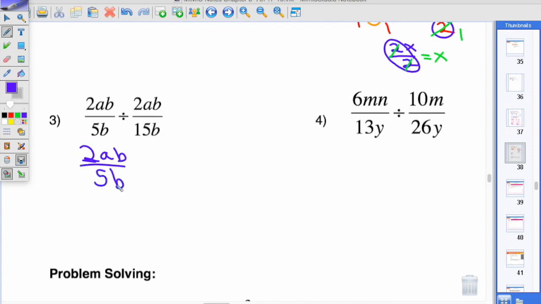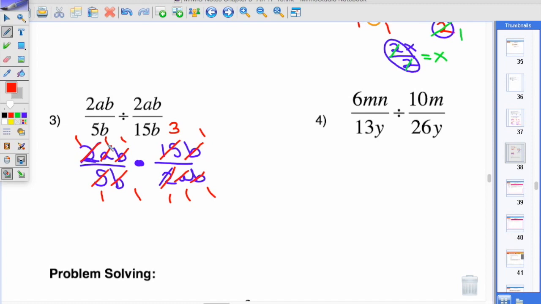Number 3, we keep the first fraction the same. Division changes to multiplication and flip the second fraction. Cross cancel your 2's with the 2's. So those become 1's. We can cross cancel your b's. We can cross cancel the 5 with the 15 by taking out a 5. We can also cross cancel the a's.